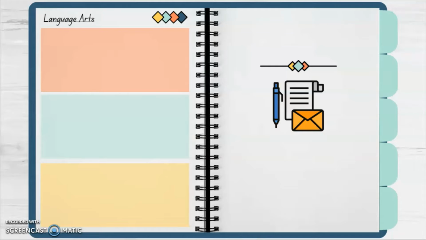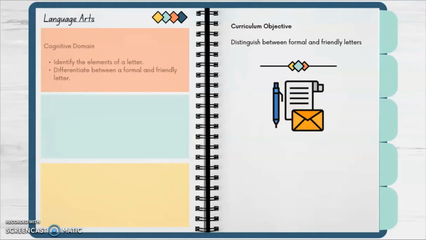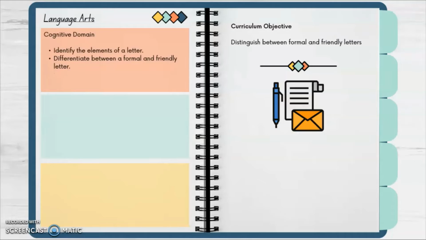And with this language arts lesson, we're going to utilize the curriculum, of course, for us to determine what is the overarching objective that we will need in order for us to write our specific objectives. So here we have distinguish between formal and friendly letters. So the first domain, we're going to break it down, is the cognitive domain. So within the cognitive domain, we have identify the elements of a letter. And then we have differentiate between a formal and friendly letter.